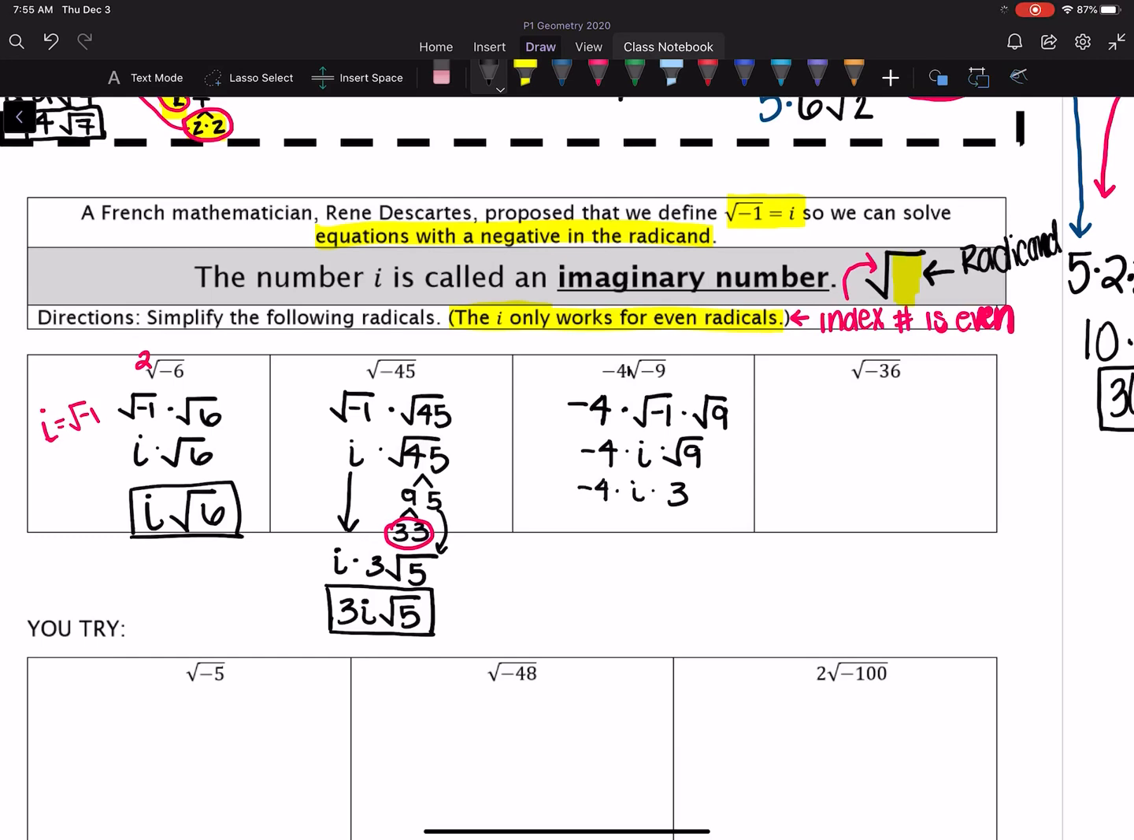We still have multiplication going on between all 3 of these parts here, and I want to simplify this by multiplying my coefficients together. So negative 4 times 3 is negative 12, times i, which is negative 12i.